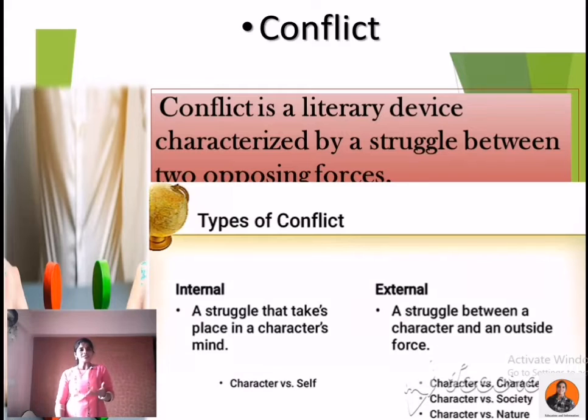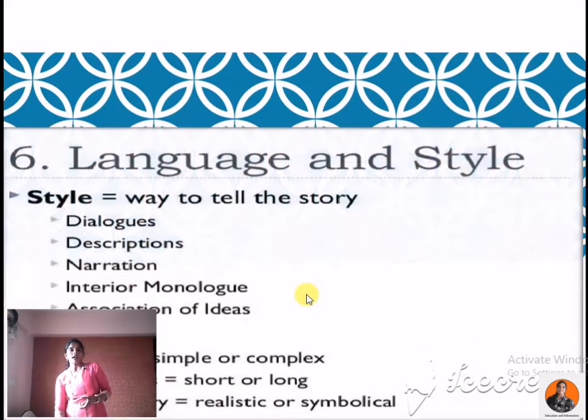Types of conflict: it can be an internal struggle that takes place in the character's mind, a character with self. In our mind, a struggle with ourselves goes on all the time. The second is external conflict, the struggle between a character and an outside force. It can be a character with another character, a character with society, or a character with nature.